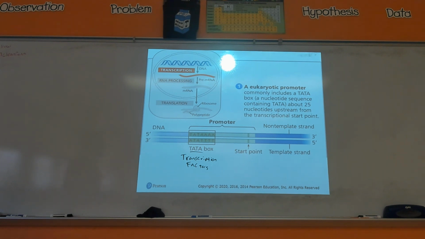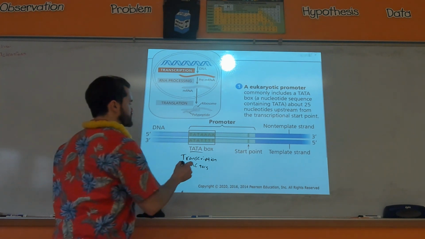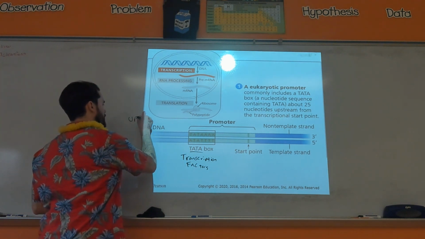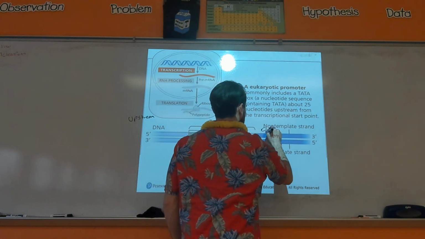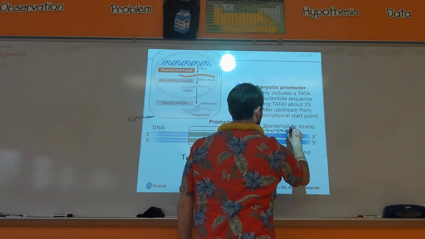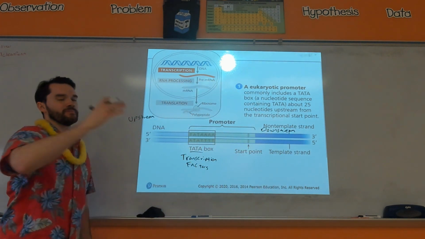TATA box, about 25 nucleotides upstream. So upstream would be this way, upstream relative to the starting point. Downstream is like going down into the actual coding DNA, the DNA that would be making the protein.